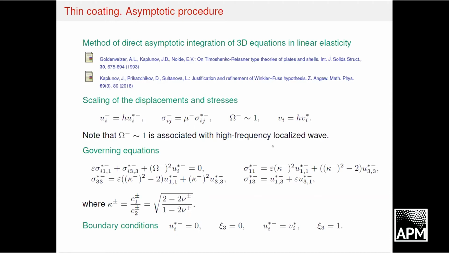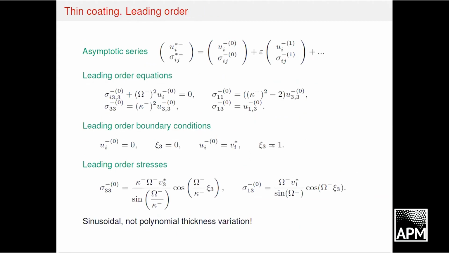Right, so if we do that, this is what we get at leading order. So the important thing to note here is this omega minus squared here. So that is associated with the fact that we will have trigonometric variation along the thickness, but not a polynomial one.